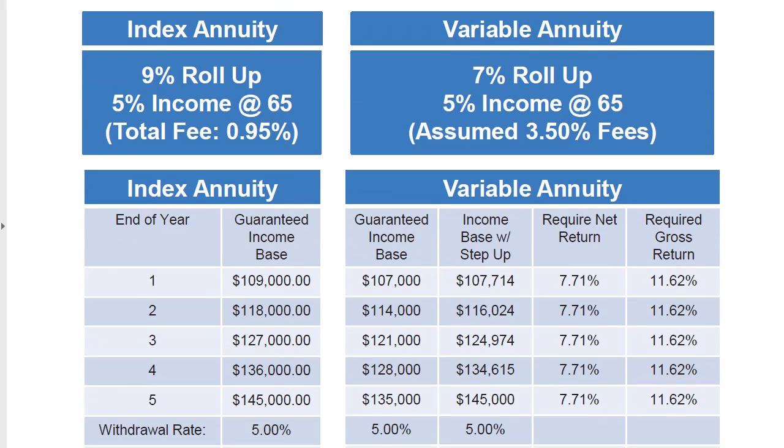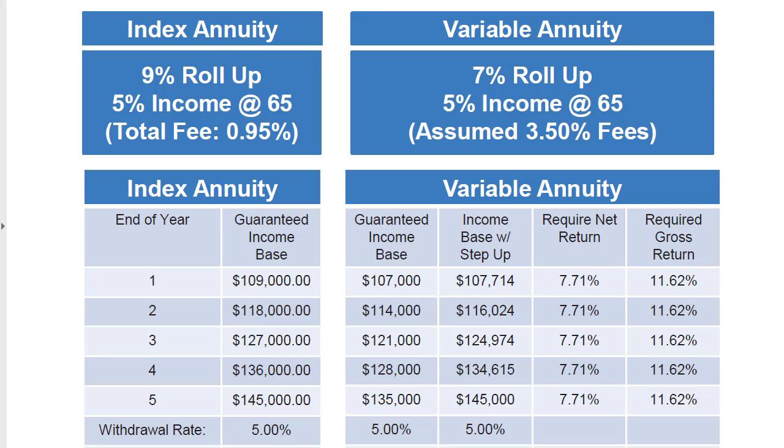All right. Now, these numbers, as of today, the 9th of May, are current. And it would not be very difficult for you to go out there and find an indexed annuity with a 9% roll-up rate and a 5% income withdrawal at age 65 for a cost of 95 basis points. And that would be total fees and charges because there's no management fees or mortality expense charges. There's just the cost of the income rider.